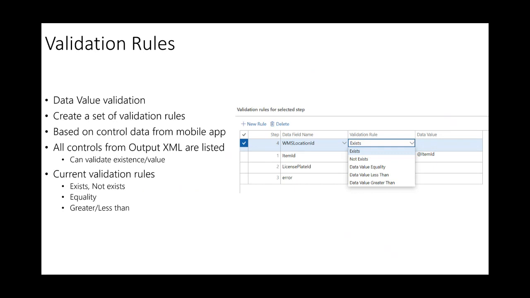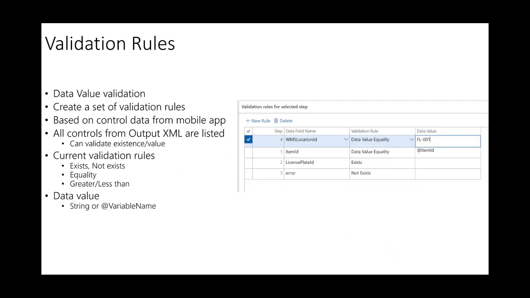So we currently offer 5 validation rules. You can see the list here. We can test for the existence or non-existence of a control, and we can test if the control contains a specific string or if it's greater than or less than a numeric value. Now for these last 3, the value to compare can be entered directly into the data value column, or it can be taken from a variable using the @ variable name syntax we saw earlier. You can see here I'm comparing the item ID to an item variable, but I'm comparing the location ID to a specific string, FL-001 in this case. Both of these are valid.